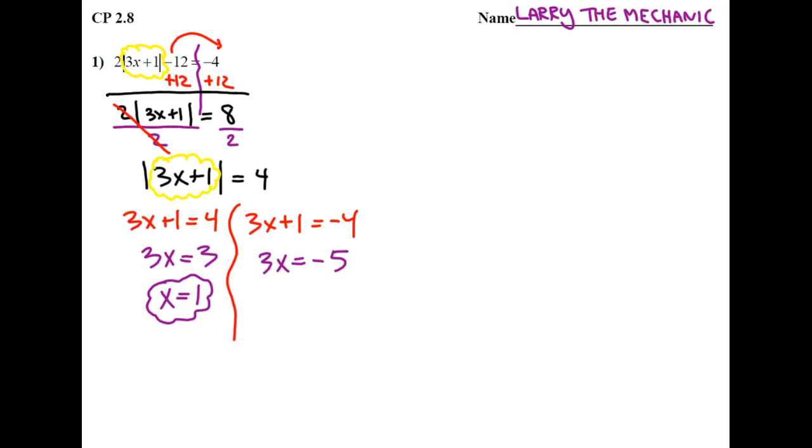Students hate this. They're like, oh my god, it's a fraction. I must have done something wrong. But you actually didn't do anything wrong. You divide both sides by 3, and you get negative 5/3.